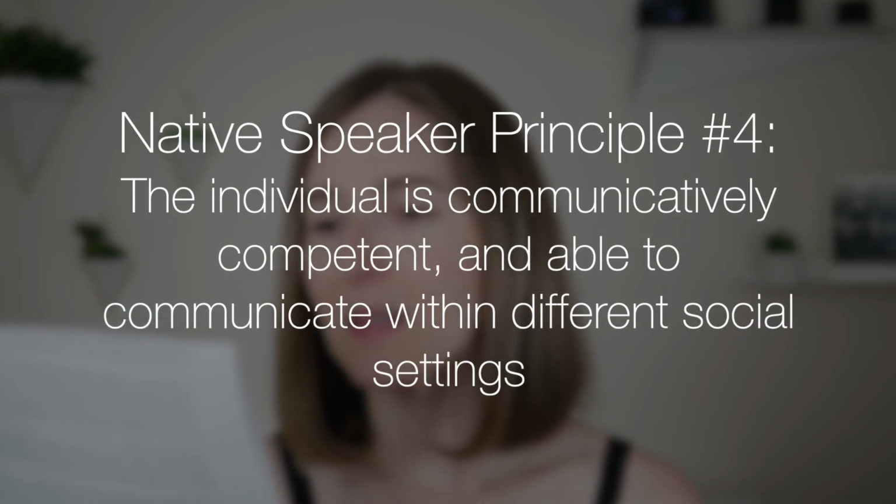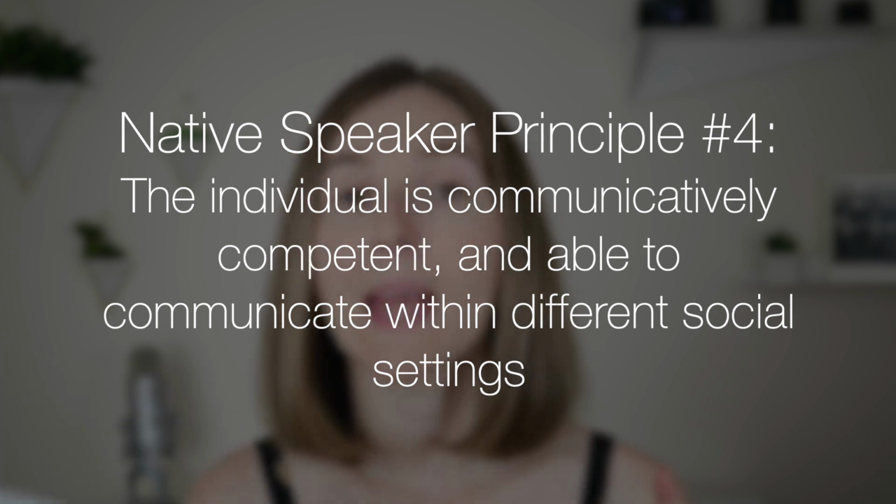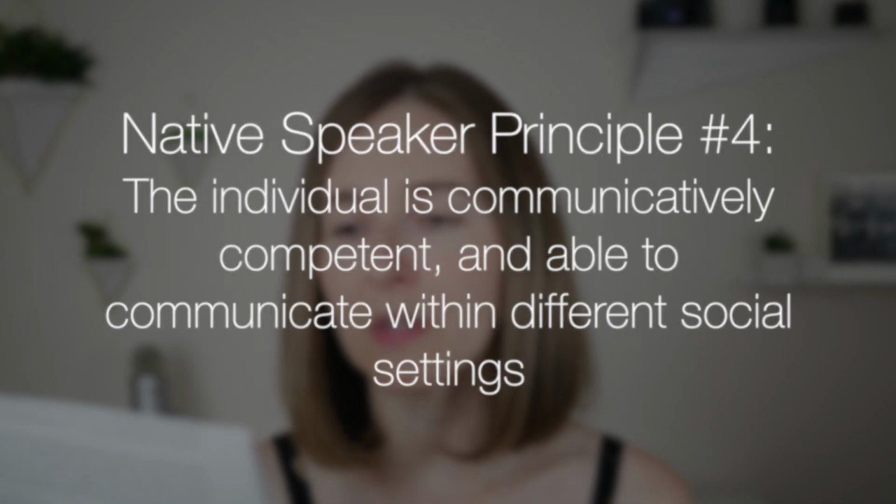The fourth point is the individual is communicatively competent and able to communicate within different social settings. So basically this point is referring to politeness rules, and these vary cross-culturally and very much regionally as well. So I think that there are 2 things that you guys can do to tackle politeness rules. The first is to actually read up on politeness rules.